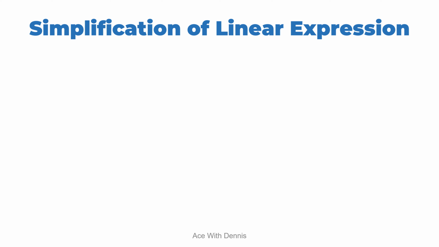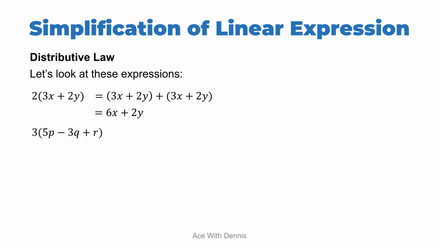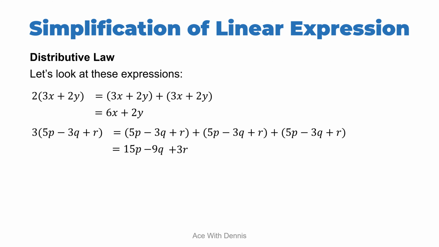Simplification of linear expressions. When we want to simplify linear expressions, we need to apply the distributive law. Let's look at these expressions. 2 bracket 3x plus 2y. It means 3x plus 2y added to itself 2 times, and the result is 6x plus 4y. Another example, 3 bracket 5p minus 3q plus r. It means 5p minus 3q plus r added to itself 3 times, and the result is 15p minus 9q plus 3r.